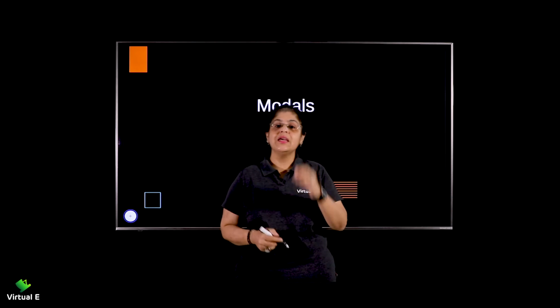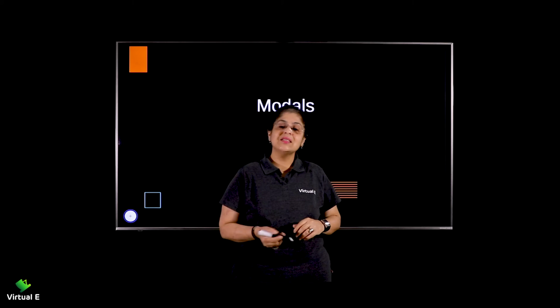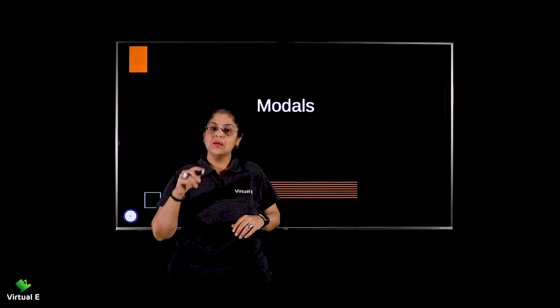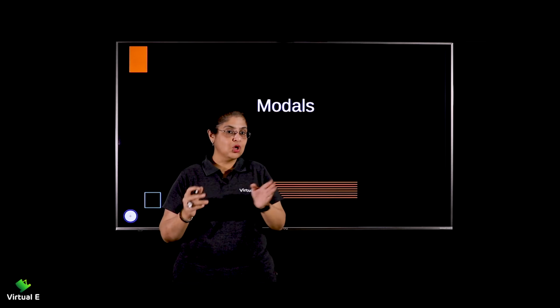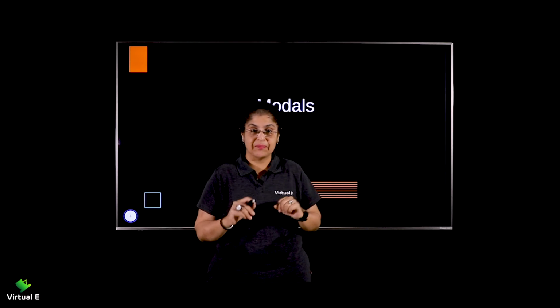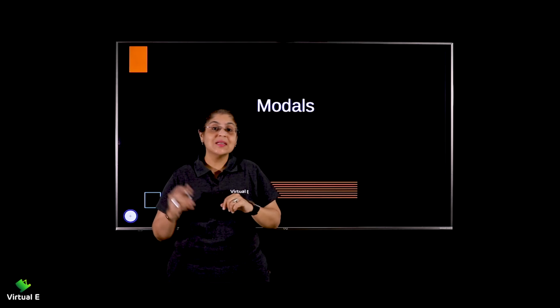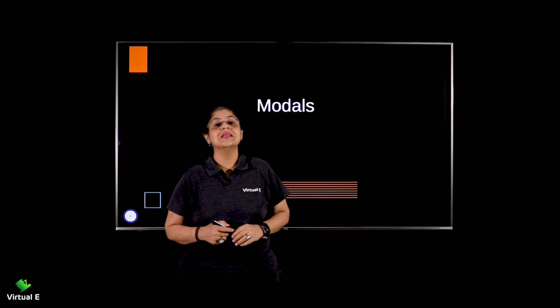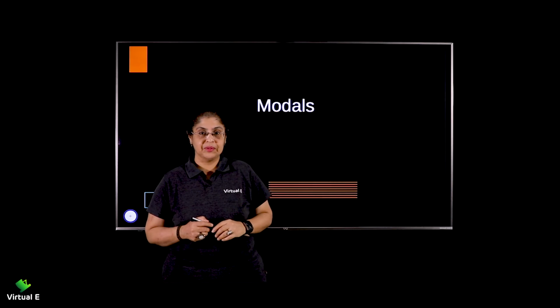Coming to the next, intransitive verb. If I say the dog barked loudly, the dog barked what? The dog barked whom? I'm not getting an answer to either of them, right? So in that case, I don't have an object. So the verb barked does not have an object. So in that case, it is an intransitive verb.